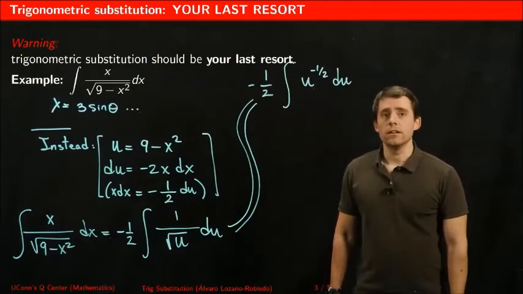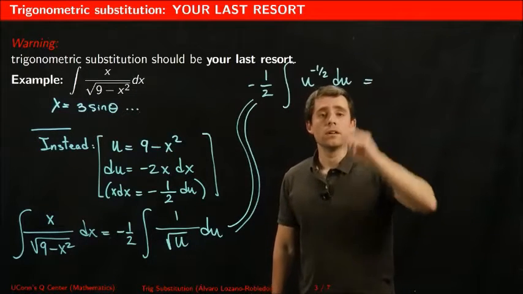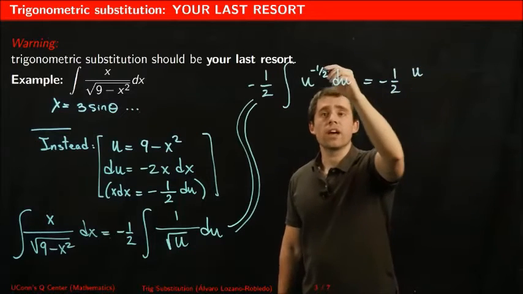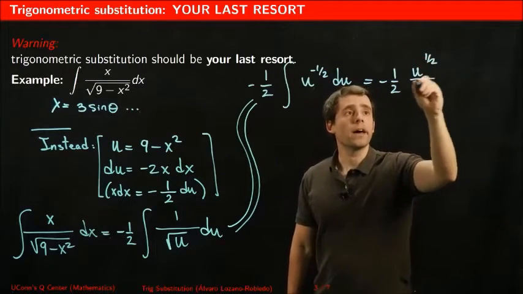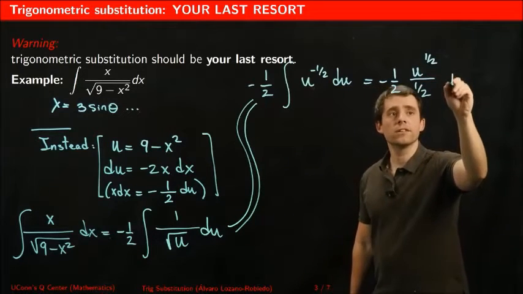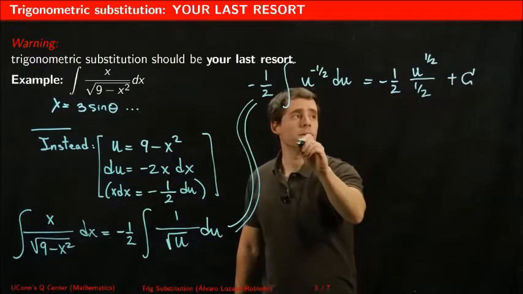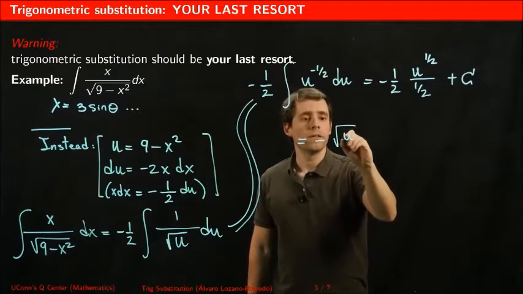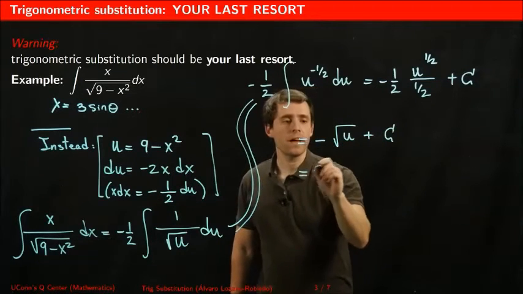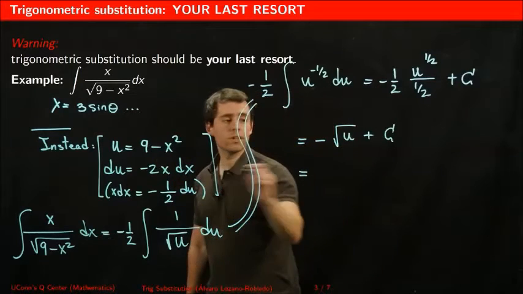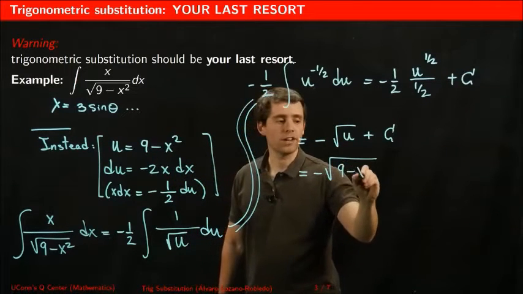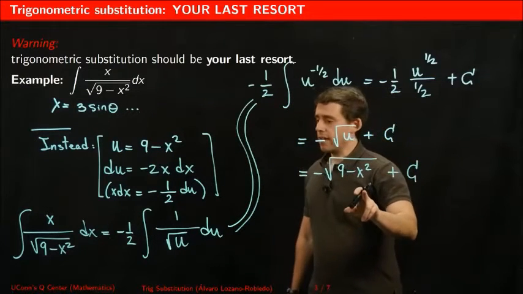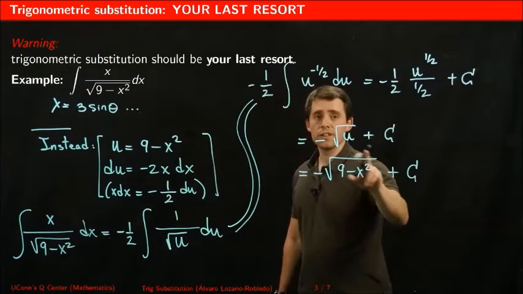And that is a power. So that is going to be minus 1/2 times u to the minus 1/2 plus 1, so 1/2, divided by 1/2, plus constants. The 2 and 2 are going to cancel out, so I just get minus the square root of u, really, plus constants. Going back to the substitution we did, that's minus the square root of 9 minus x squared plus constants.